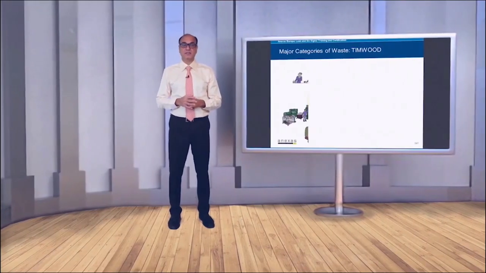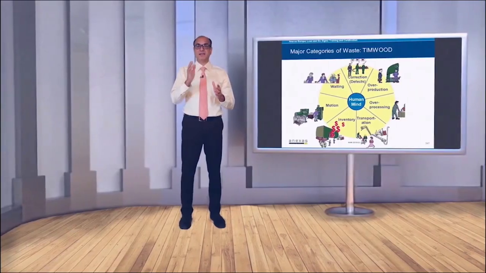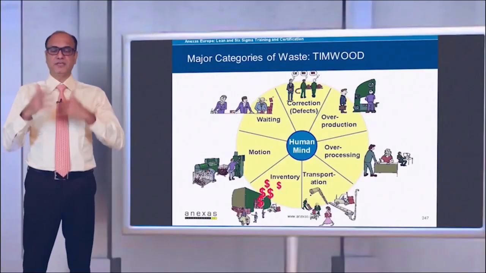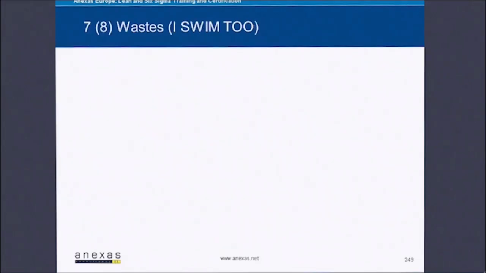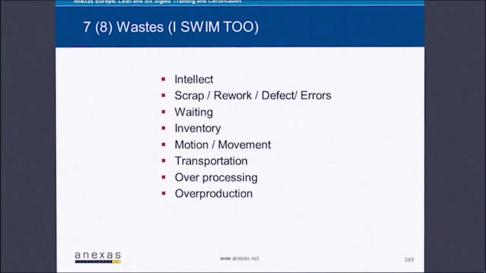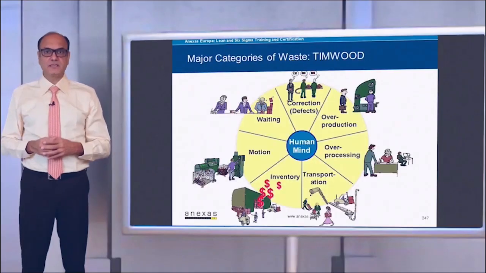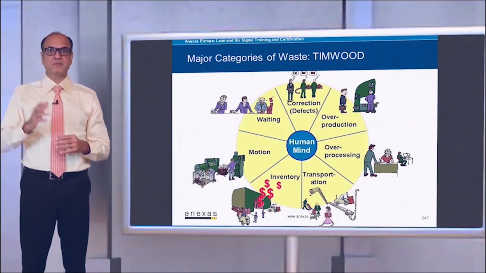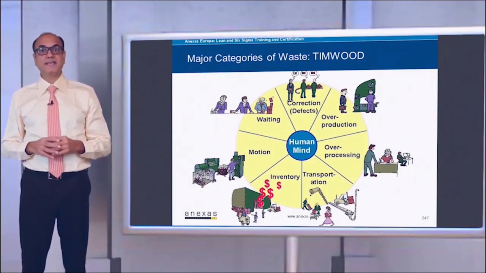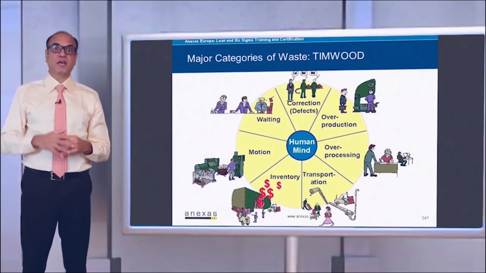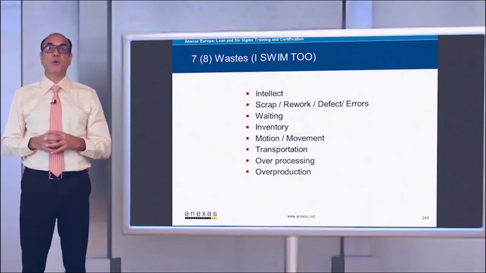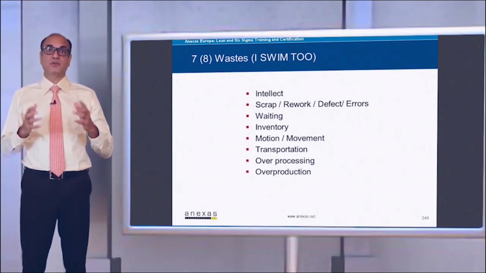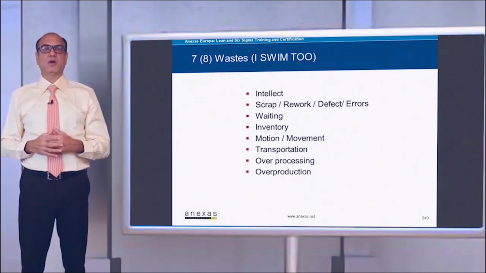Let us look at the major categories of waste, also known as TIMWOOD. Sometimes if you interchange that, you can also write it as downtime, or you can also write it as ISWIMTOO. So whatever you prefer, you can use that acronym. So here we have listed down all the 7 wastes: transportation, inventory, motion, waiting, correction or defects, overproduction and overprocessing. There is one more category added as the 8th waste, and that is known as waste of intellect or waste of intelligence. So we'll talk about that as well.